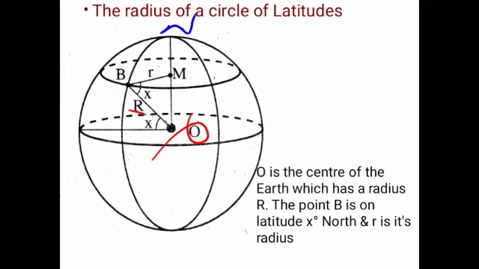So how can we calculate the radius of the parallel latitudes, or how can we calculate the radius of circles of latitudes? It's simple. We are going to use a concept from trigonometry. You can see that OBM is a right angled triangle. Therefore, we only have to apply SOHCAHTOA.